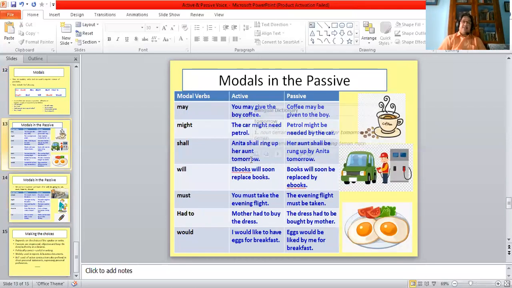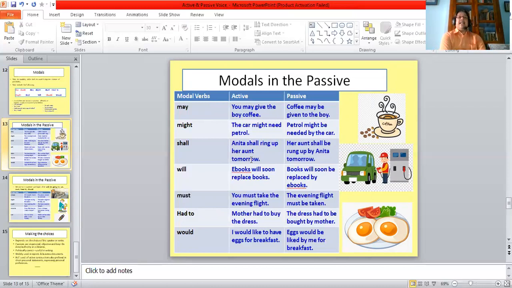Okay. Now we are going to see some of the detailed examples worked out of the modals in the passive construction or form. Okay, suppose we have may as a modal verb, and the active, this can be used in sentences like, you may give the boy coffee. Okay, you may give the boy a drink of coffee. Now, changed into the passive, this would be, coffee may be given to the boy. Okay. Now, what about the use of might? The car might need petrol. So this will be changed in the passive to, petrol might be needed by the car.